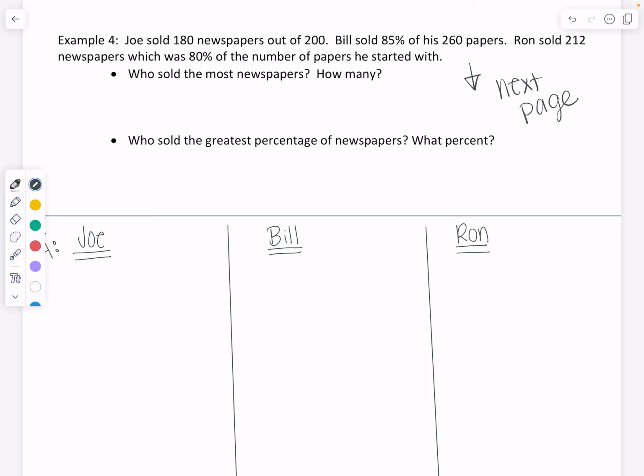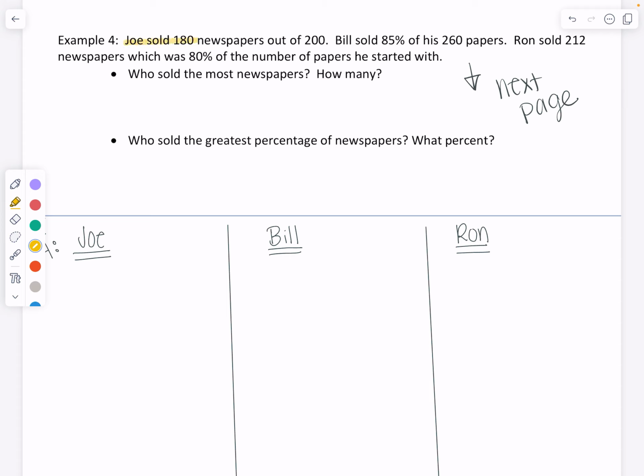So what we're doing is we're given three different individuals and we are comparing who sold the most papers, who sold the greatest percentage of newspapers. So I think the easiest way to think about this is to break down three separate problems and then compare them all at the end. So let's just look at Joe first.